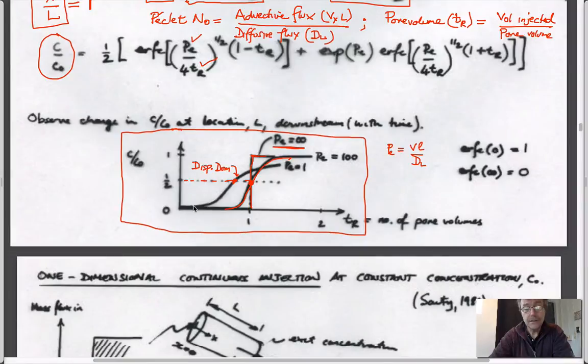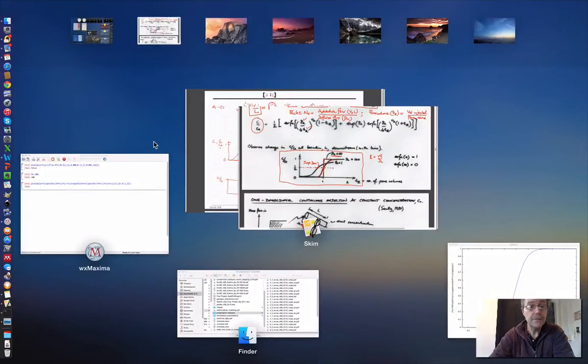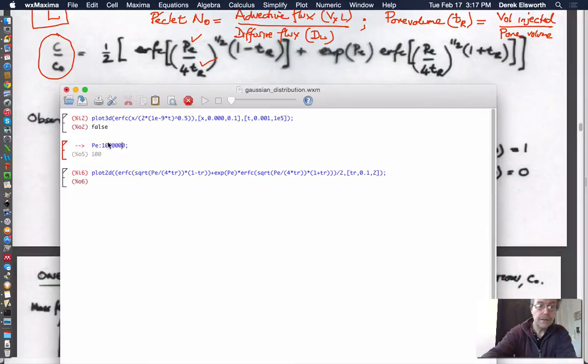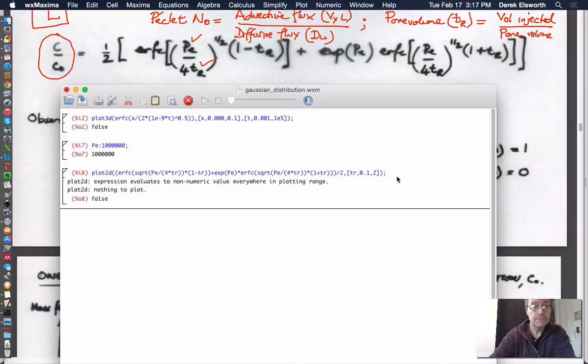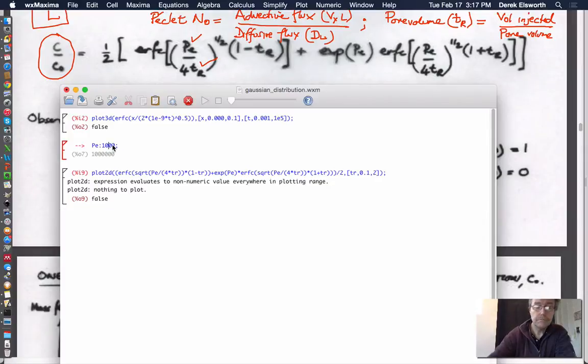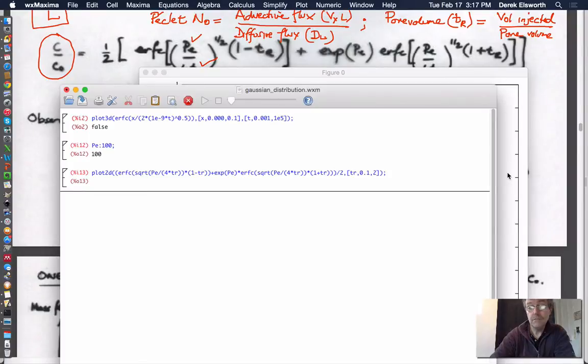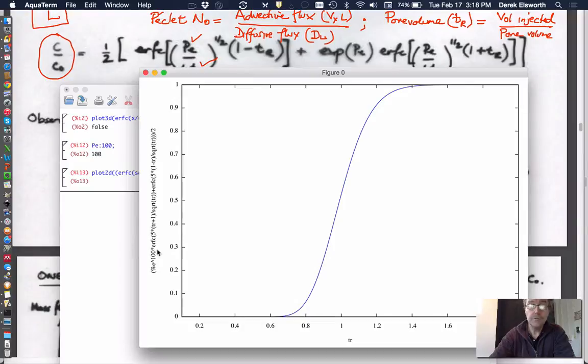So let's go. So this is pore volumes along the bottom. 1 pore volume here. If the Peclet number is very large, what was the Peclet number? Peclet number is 100. I guess that's big enough. Let's make it bigger. What would we expect to see for big Peclet number? Too big. Doesn't like it. Nothing to plot. Why is it doing that? What was it doing before? Okay, it doesn't like it larger. Looks like it doesn't like to do 1,000. Never mind.